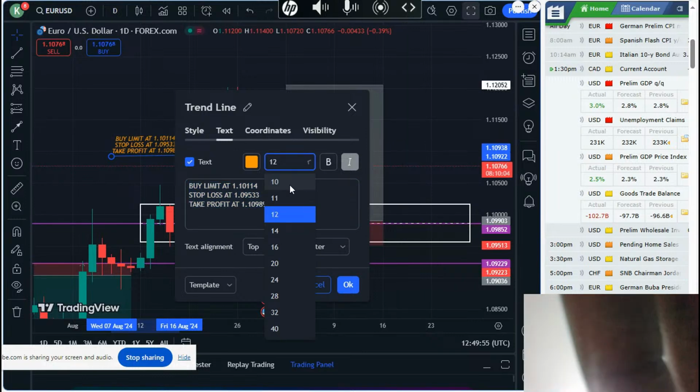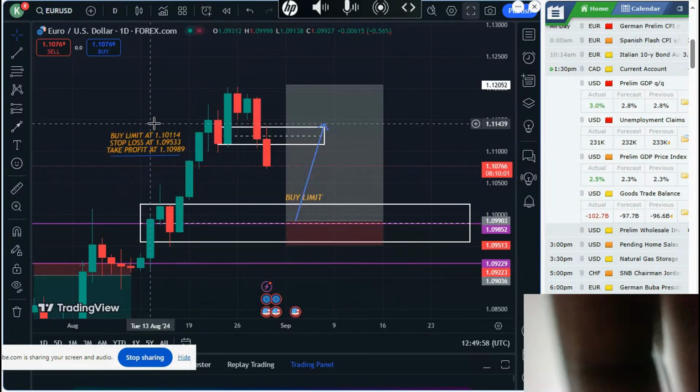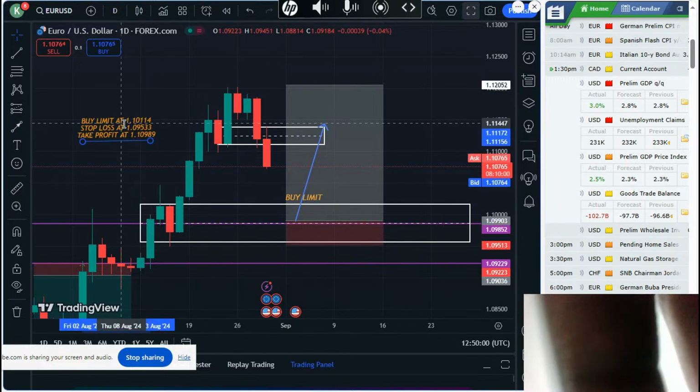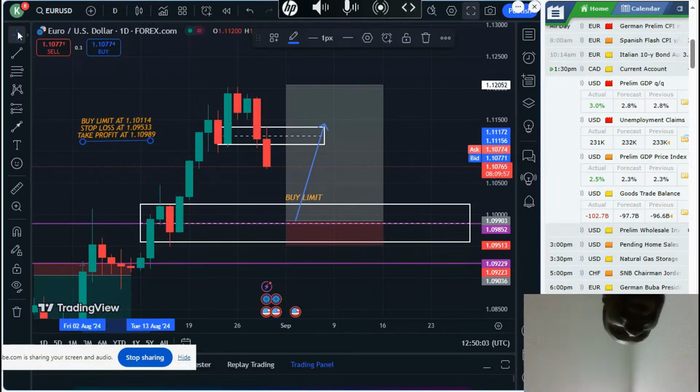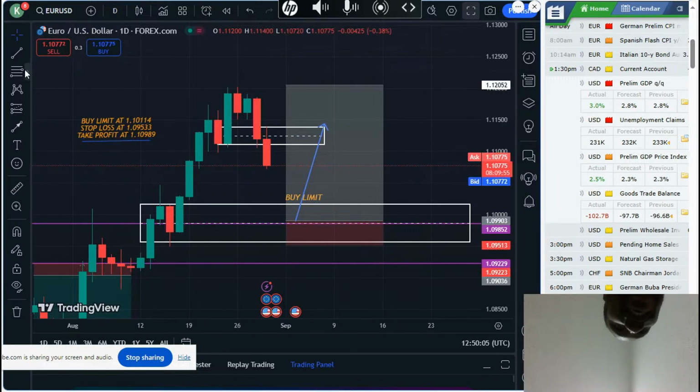Euro USD. This is the signal here. You can see it here. Buy limit at 1.10114. Stop loss at 1.09533. Take profit at 1.10989.